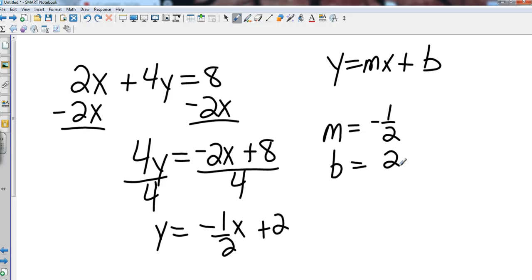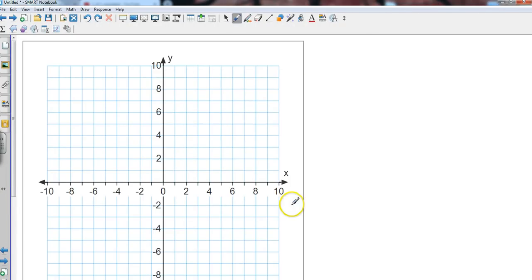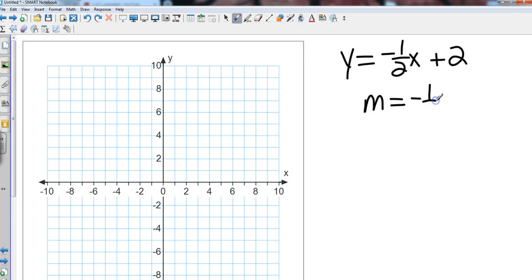And that is Chapter 3, Section 5, Graphing Linear Equations in Slope-Intercept Form. Actually, I want to take that one step further. I want to graph that one. I want to graph y equals negative 1/2 x plus 2. And so I have a slope of negative 1/2, and I have a y-intercept of 2.